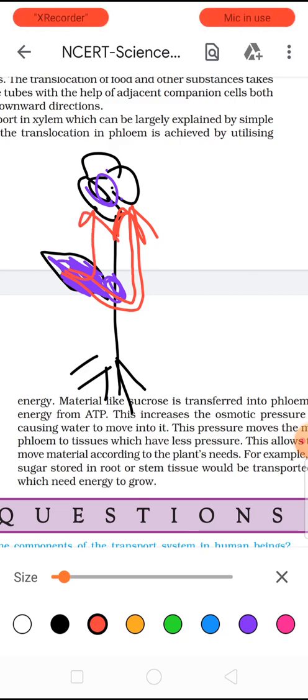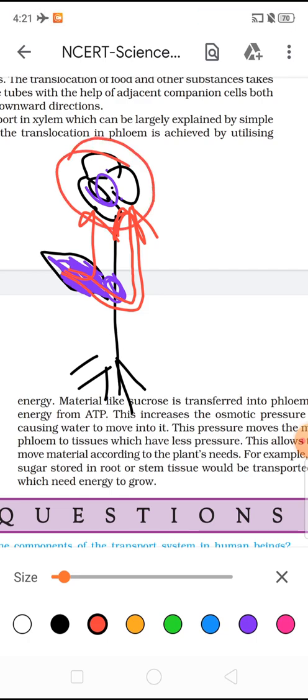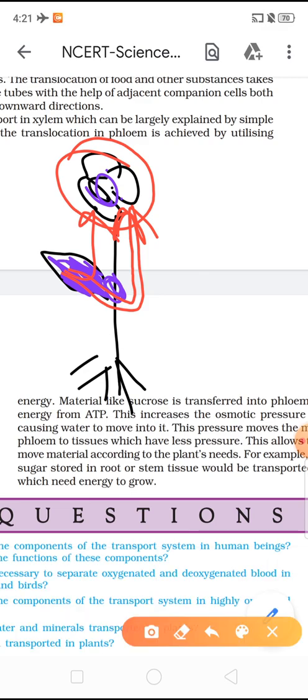So what is happening? As the pressure is created, the food will move as the demand is there. I'll just explain you with the term demand. As the demand of food is more in the flower, the food will translocate, or the food will move into that region. Okay, so in the xylem, the movement is seen like this. It is either upward or downward.